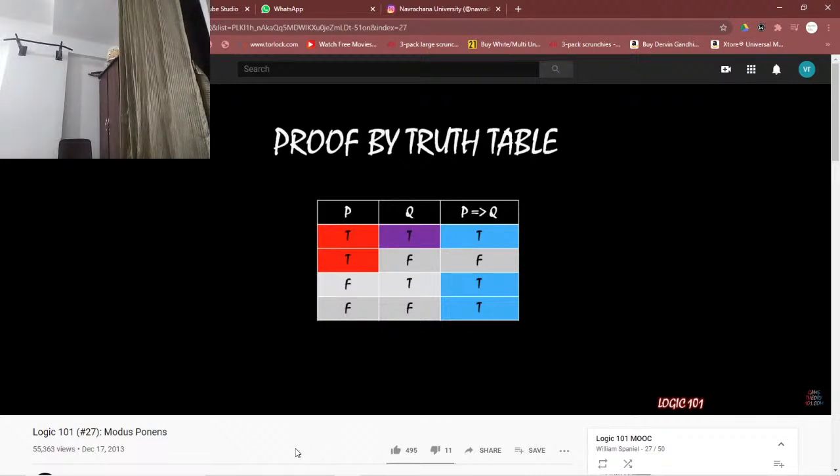And that's exactly what modus ponens tells us. It says that if P is true and P implies Q is true, if the implication is true and the antecedent is true, then the consequent must be true as well. And that's exactly what this truth table is recovering. So that's modus ponens for you. And in the next lecture, we'll see another similar rule of inference called modus tollens.